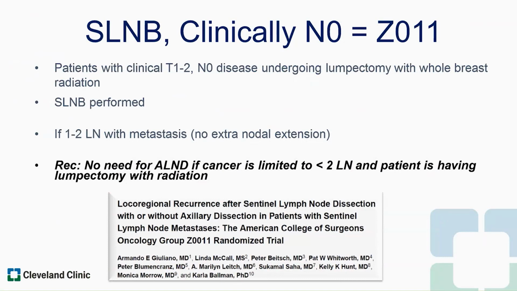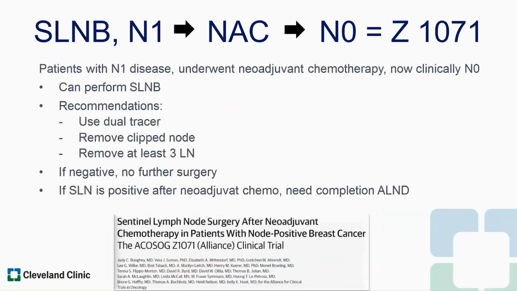Traditionally, any one lymph node would trigger complete axillary lymph node dissection, but this study came out and shows that it's safe, if you have 1 or 2 lymph nodes and the patient's having a lumpectomy, to not perform any additional axillary surgery.